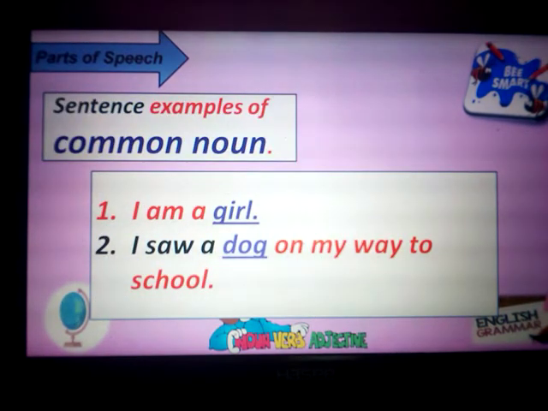Now, sentence examples of common nouns. I am a dog. Dog is a good example. I saw a dog on the way to school. Dog is another good example.